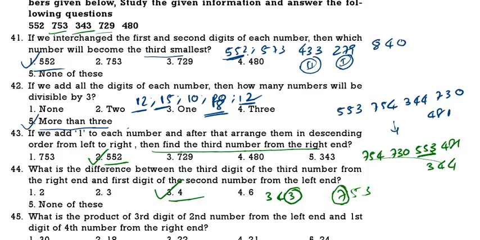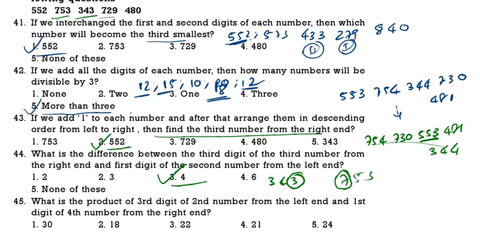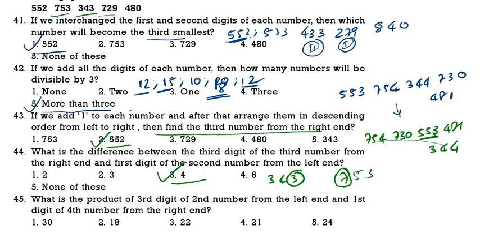Then see the next question. What is the product of the third digit of the second number from left and the first digit of the fourth number from right? Second number from left is 753, in this the third digit is 3. Fourth number from right is again 753, in this the first digit is 7. What is the product of 7 and 3? 21. 21 is the correct answer.